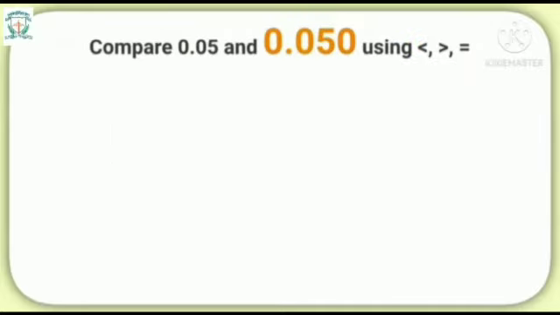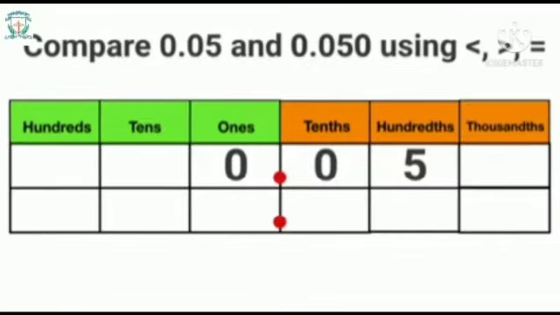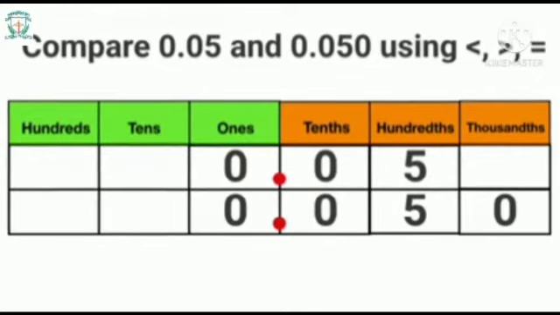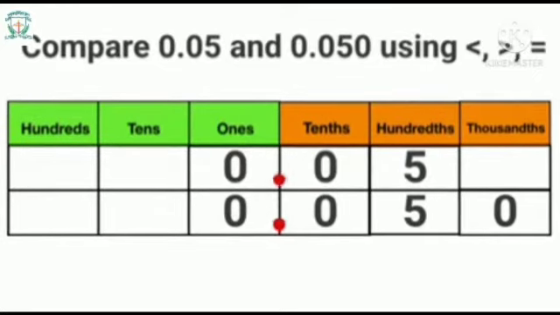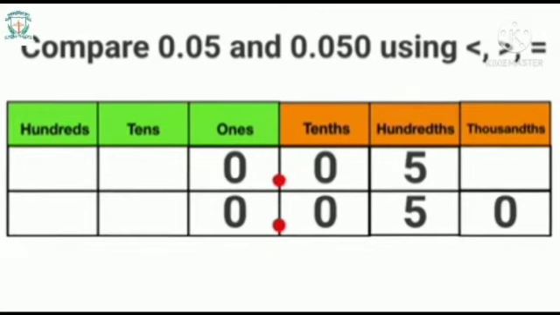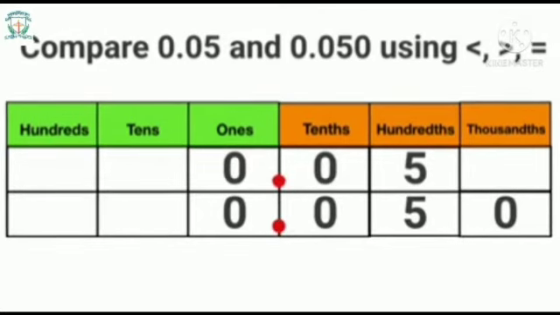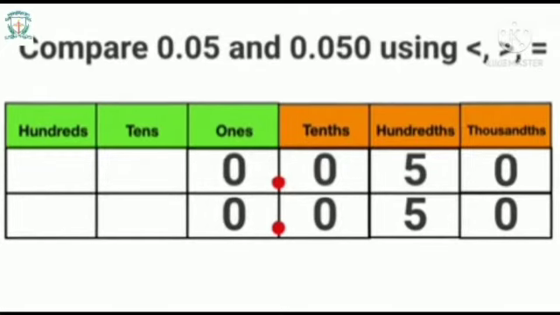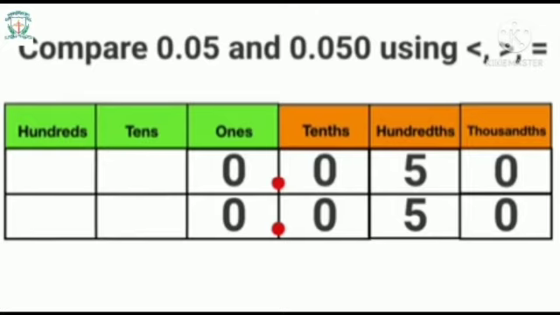Let us take one more example. Compare 0.05 and 0.050. These are unlike decimals. First, convert into like decimals. Unlike decimals can be converted into like decimals by placing zeros at extreme right of the decimal part.